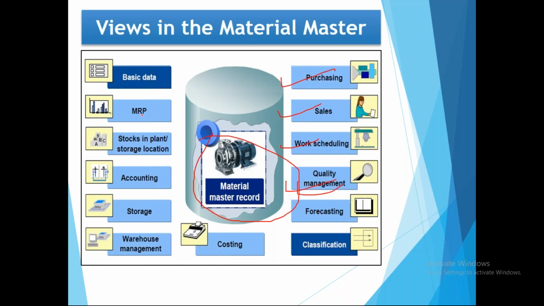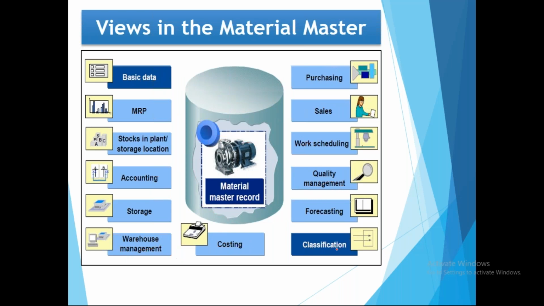Okay, and the planning department will maintain their data in MRP views. Finance people will maintain their data in accounting views. Warehouse people will maintain their data in the WM view, the warehouse management view. And finance people, also costing people, will maintain their data in costing views. Of course, some views are common for everybody. Basic data and classification, these views are used by multiple departments.